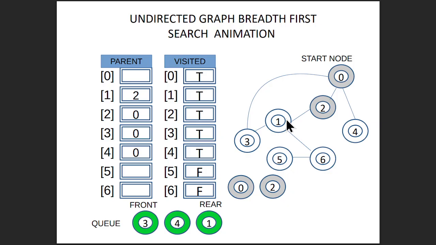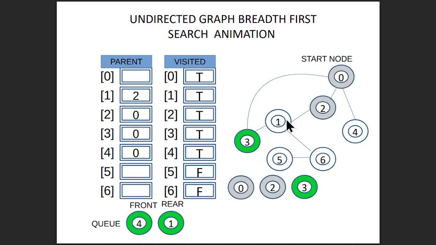And then we go back to step 1, which is to check if the queue is empty or not. Otherwise, we dequeue the first element from the queue, which is 3. Okay, and then look at all the adjacent vertices of 3, which are 1 and 0. Out of which 0 is already visited and 1 is also visited. So we do not add anything to the queue.